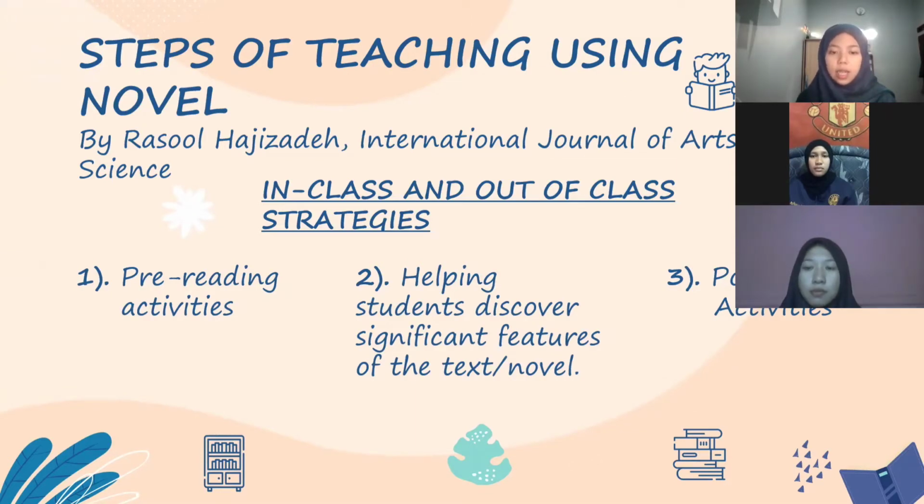Then the second is helping students discover significant features of the text of the novel. So while we are reading, we have reading activities, including encouraging students' participation in text analysis, helping students discover significant features of the text, and providing cultural background and orientation. And then the third is post-reading activities, including helping students with relevant and applicable critical interpretations, encouraging debates and discussions on major issues of the text, such as the point of view, characterization, plot, and action.